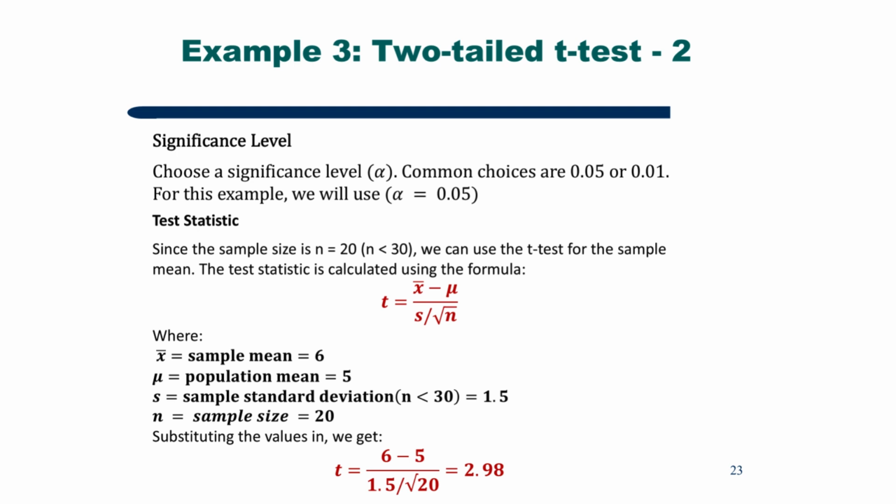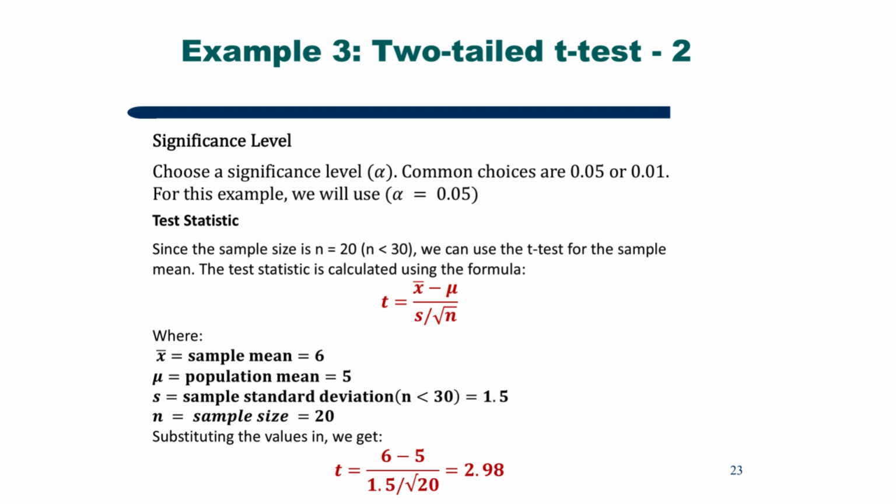Significance level. Choose a significance level, alpha. Common choices are 0.05 or 0.01. For this example, we will use alpha equals 0.05. Test statistic. Since the sample size is n equals 20, n less than 30, we can use the t-test for the sample mean. The test statistic is calculated using the formula.